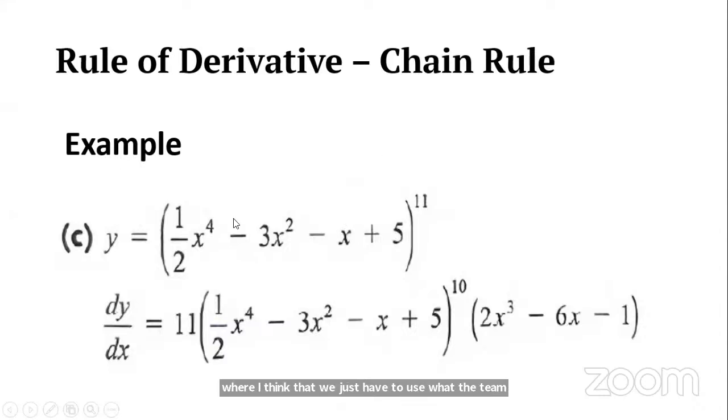So the chain rule says that f of g of s: everything here is your f, but 1 over 2 s exponent 4 minus 3s squared minus s plus 5, this one alone inside the bracket, is your g of s. Whatever is in the bracket is your g of s. I hope you are okay with that. Yes, sir.